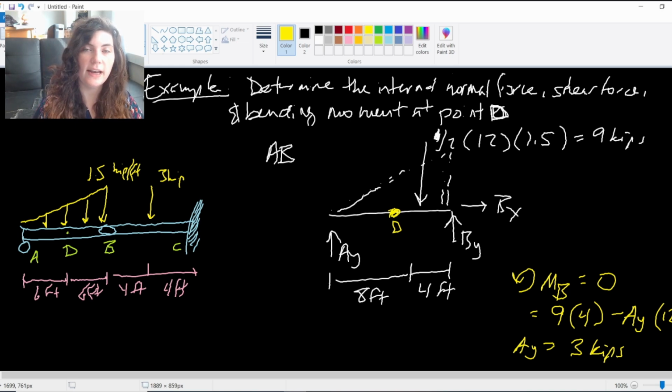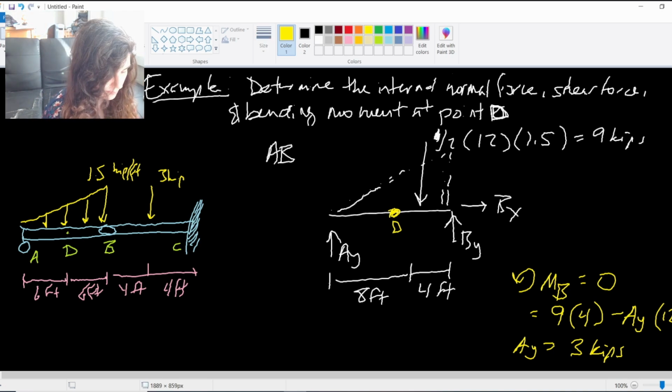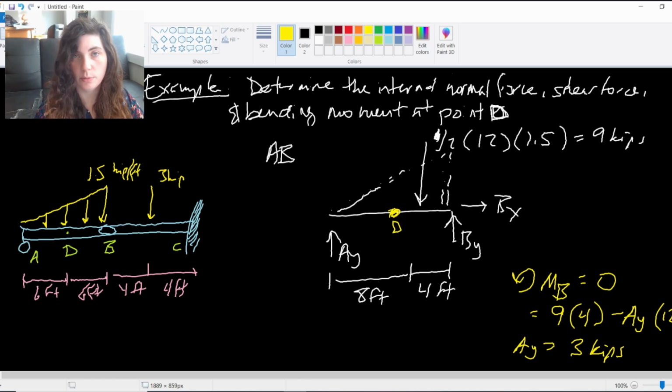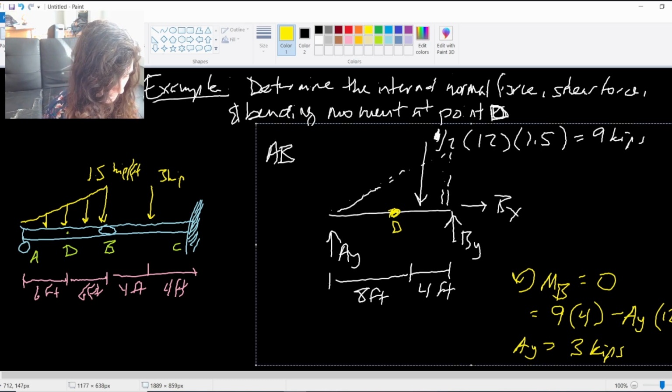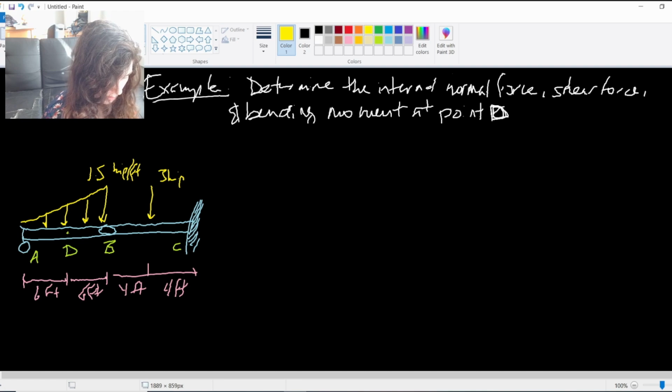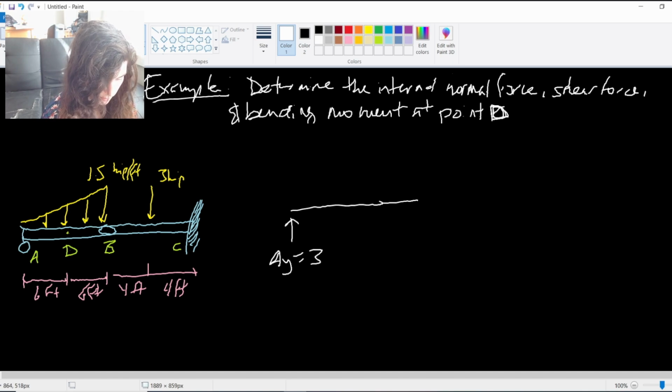So now with that AY reaction, I can go ahead and make my split where I cut through the beam at point D and solve my equilibrium equations for shear, normal, and moment. Move this out of my way. I'll make a new free body diagram for this A to D segment. So we said AY was 3.